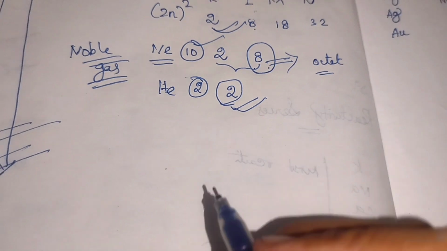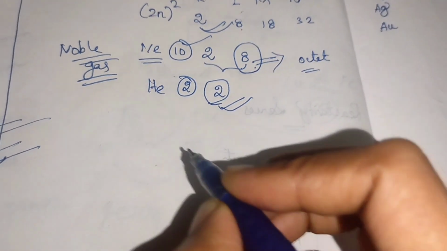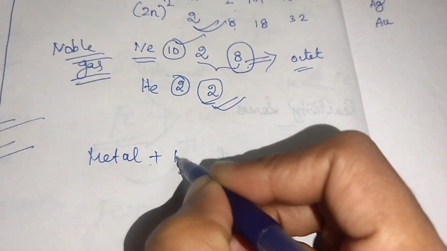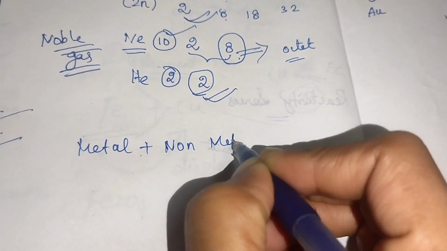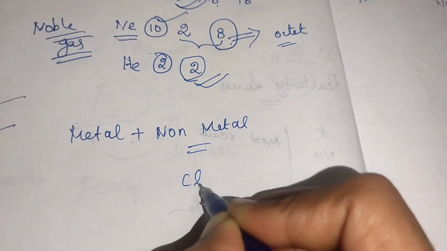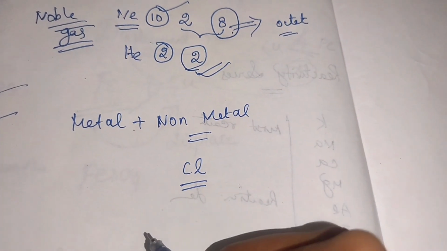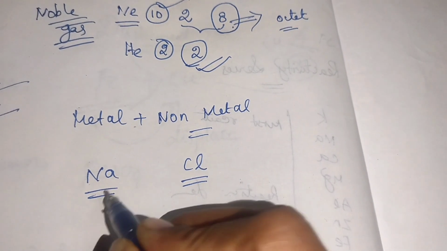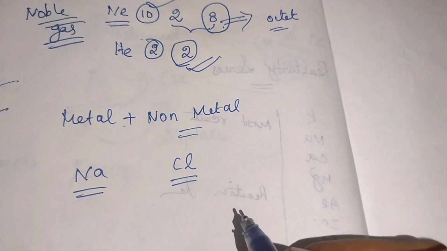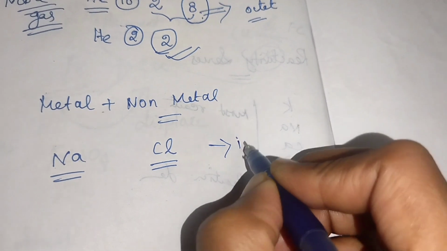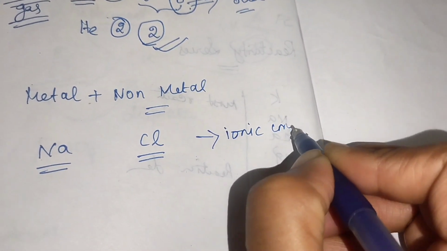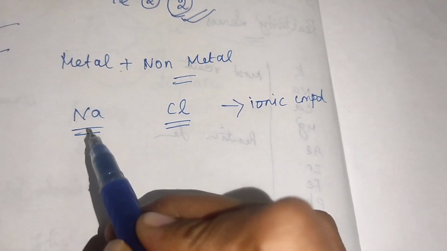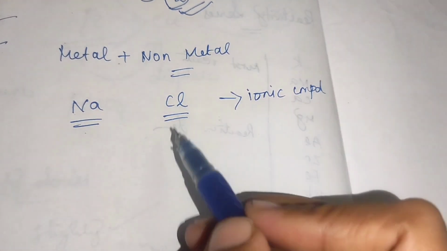Now let us see the chemical reaction. I am going to take one metal reacting with a non-metal. The non-metal I am going to take is chlorine, and the metal I am going to take is sodium. So this metal is going to react with the non-metal, and it will give an ionic compound. Later I will talk about this ionic compound. Now this metal is going to react with the non-metal chlorine. Okay.